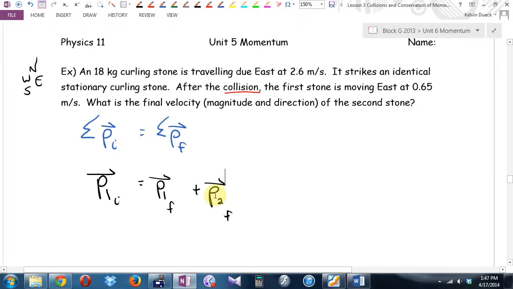Is there a change in direction? I'm not sure. I'm going to let east be positive. And Manny, if I get a negative answer, then I'll know the direction changed somehow. Speaking of, Manny, what are they asking me to find? You know what? They're asking me to find the V in there.